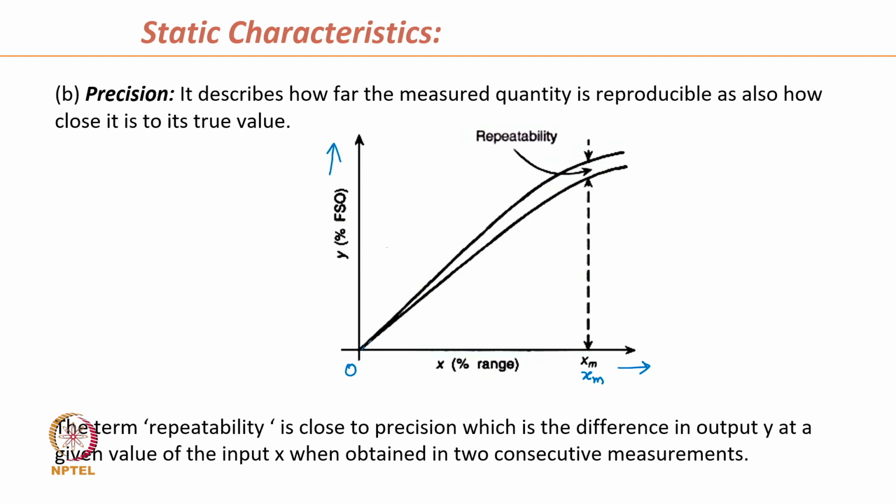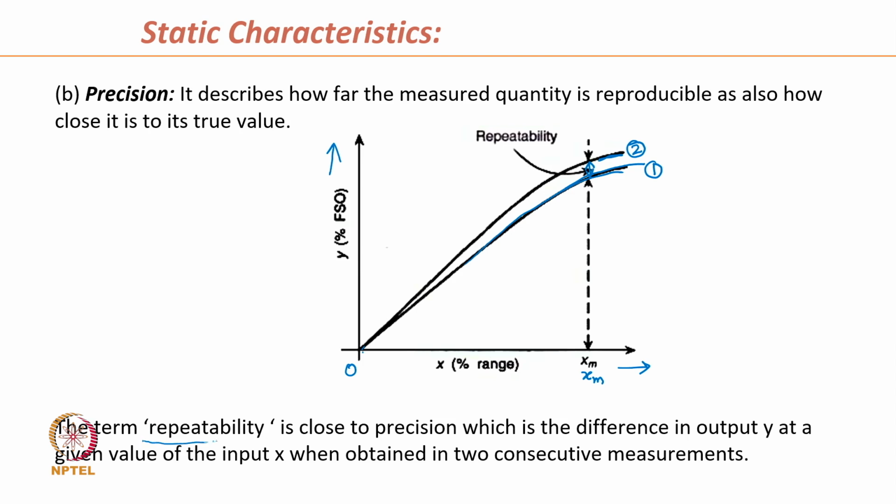If we do this same measurement multiple times, there is going to be a difference in the output. In one case, when we sweep from 0 to xm, the output traverses this curve, let us say this is 1. If the second time we apply the same input from 0 to xm, the output is this second graph. There is a certain difference between these two outputs, and this is called the repeatability. It means that the sensor is not perfectly repeatable, and there exists a certain difference in the output for the same input.